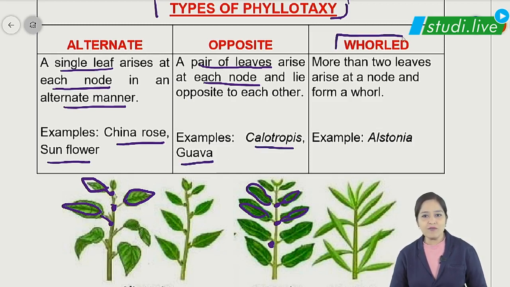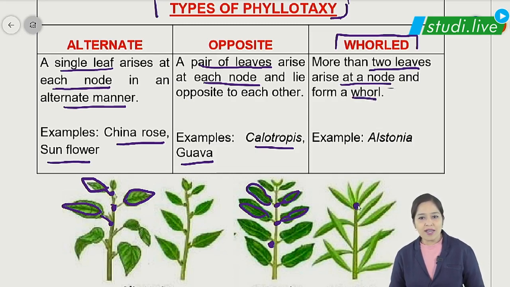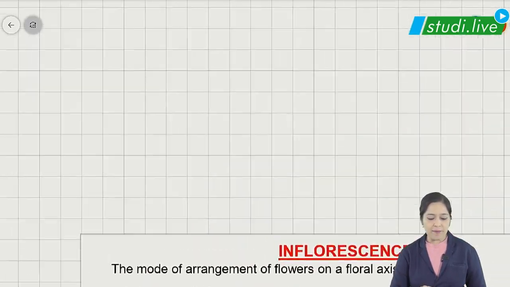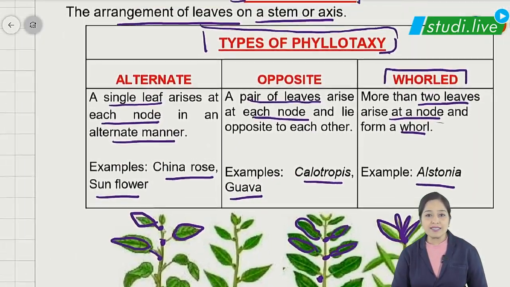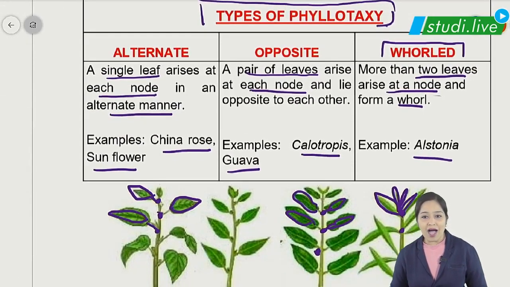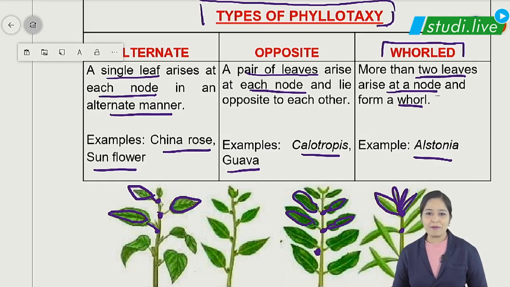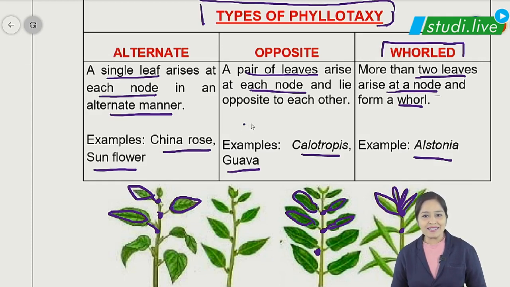And the third is whorled, wherein we have more than two leaves arising at a node, and they form a whorl in a rosette fashion. In this node we can see more than two leaves, which are three leaves. The example for this is Alstonia. So with this we have completed our topics on root, stem and leaves from the chapter Morphology of Flowering Plants. We have completed these three topics.